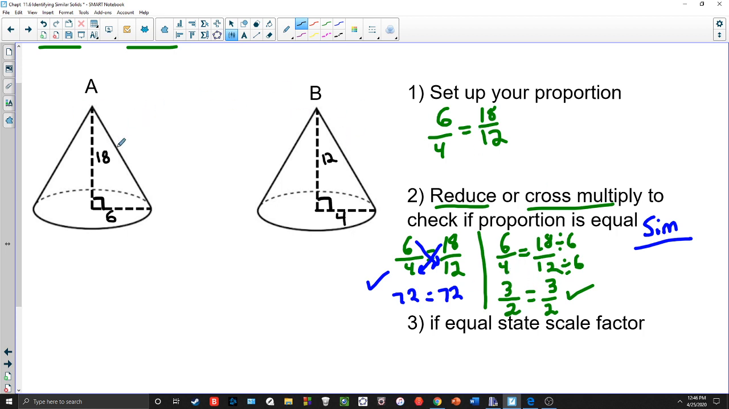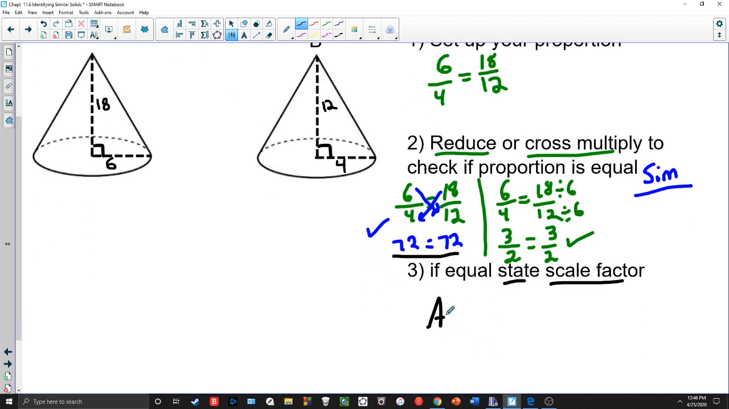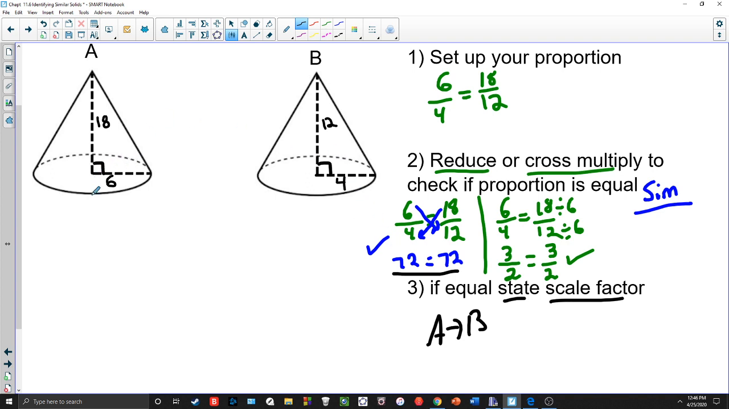These two shapes here are similar because this fraction ends up being equal to this fraction. 6 over 4 does end up being equal to 18 over 12. How do I know? Well, I can check it by cross multiplying, or I can check it by reducing both fractions and seeing if their lowest terms are equal. Now, because it's similar, we need to state the scale factor. So the scale factor, in this case, they want A to B. So that means I want to take my A number and put it over my B number, which in this case is what I did here.